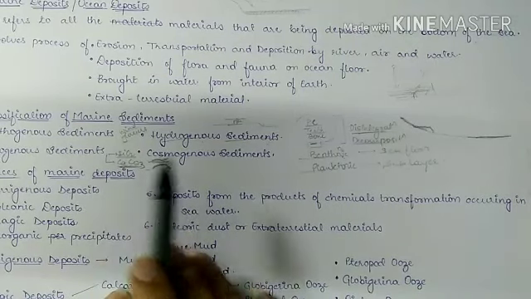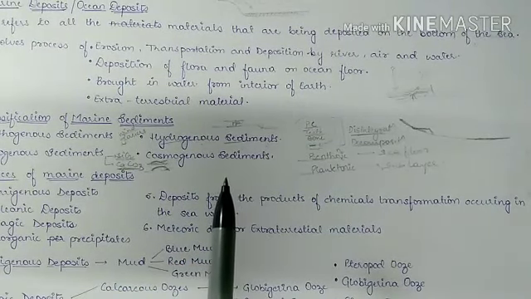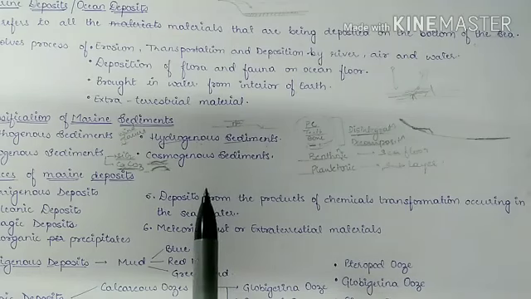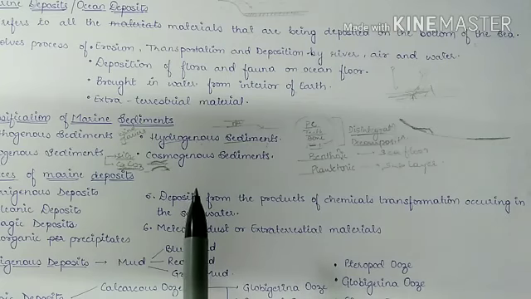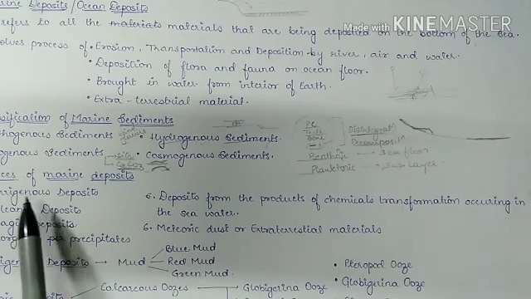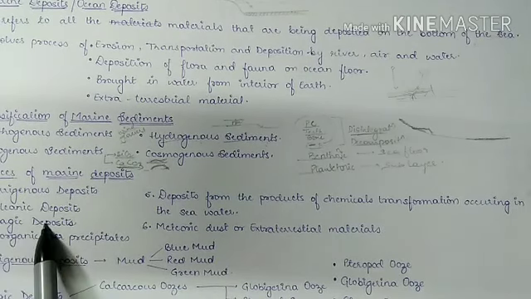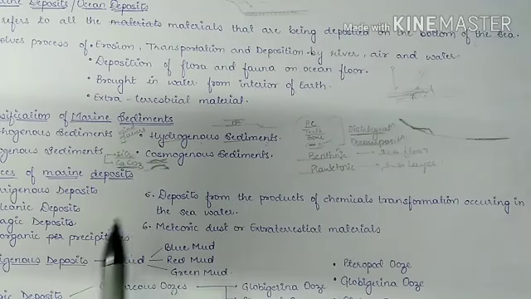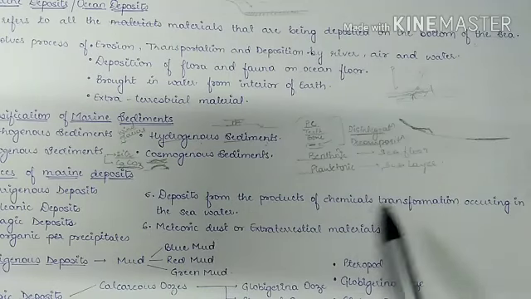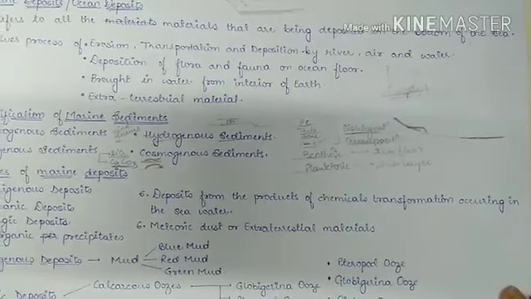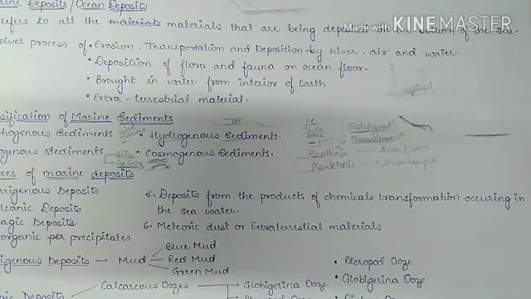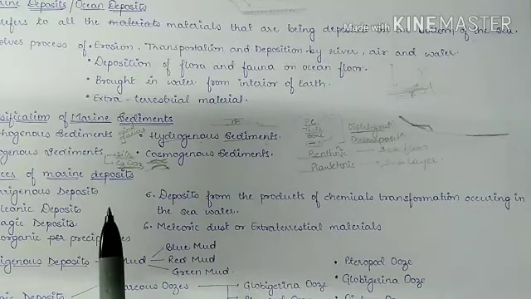Now, as we have done the classification of marine sediments, we will look into the sources of marine deposits. For the sake of convenience, we have classified them into 6 broad categories. The first is terrigenous deposit, then volcanic deposit, then pelagic deposit, then inorganic precipitation, then deposit from the product of chemical transformation occurring in the seawater. Lastly, we have meteoric dust and extraterrestrial material that contribute to marine deposit.